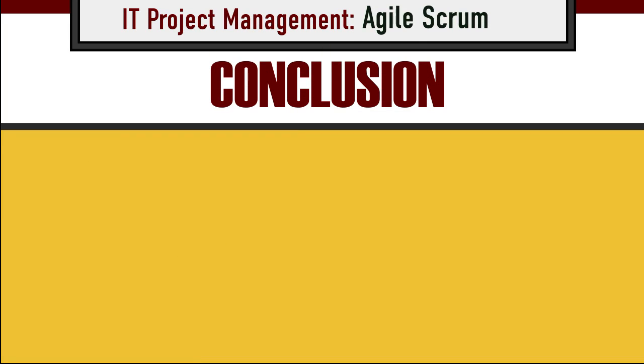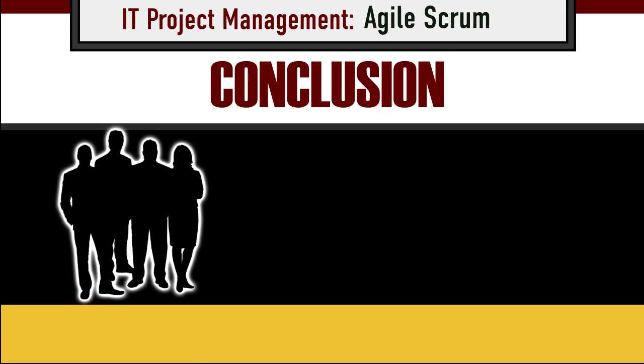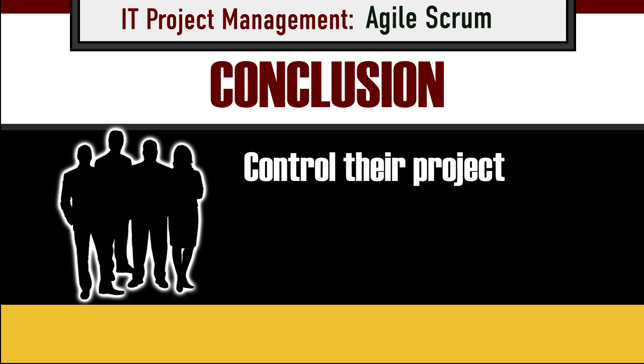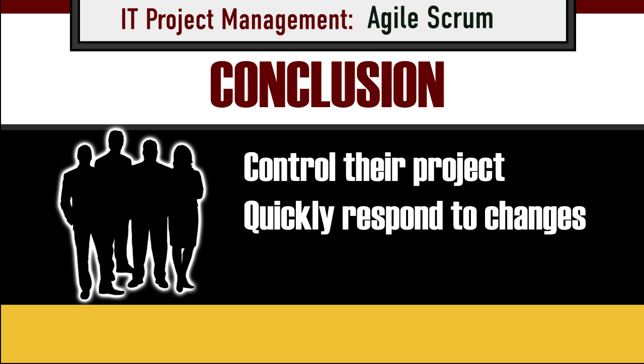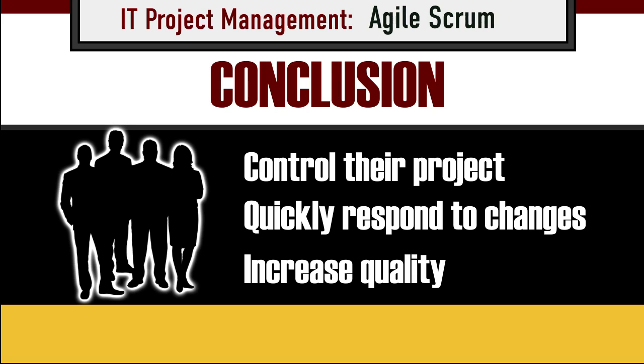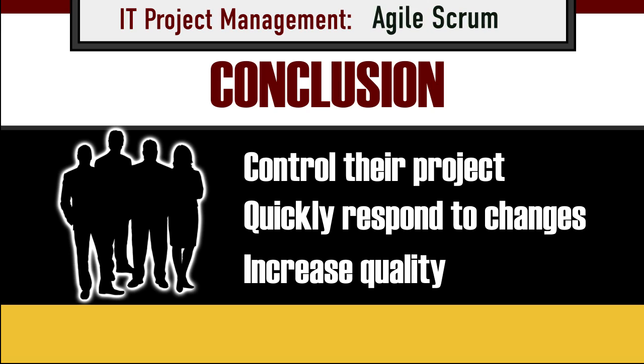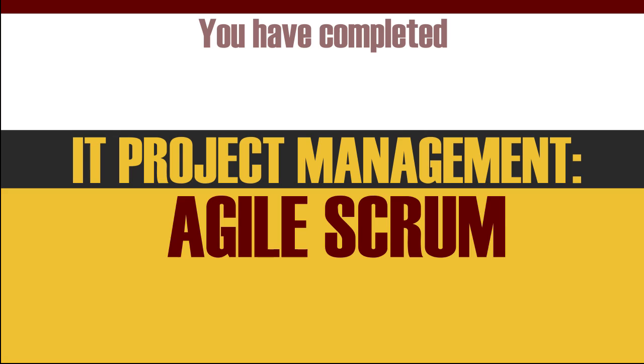The Agile Scrum enables a software development team to control their project, quickly respond to changes, and increase the quality of the deliverables. The Agile Scrum allows the team to be more agile. You have completed IT Project Management Agile Scrum.